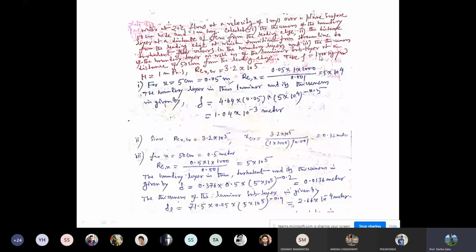So the boundary layer thickness delta is given by the formula I already talked about, 4.64 into 0.05, that is the distance, and then 1 by the square root of Reynolds number. It is 1.04 into 10 to the power minus 3 meter. Crossover is given by this, so you can determine the crossover distance, that is the distance from the leading edge at which transition from streamline to turbulent flow occurs. Just divide the crossover Reynolds number by the Reynolds number per unit length, and you know the formula, right? 0.32 meter. Now, for the third problem, x is given 0.5 meter.